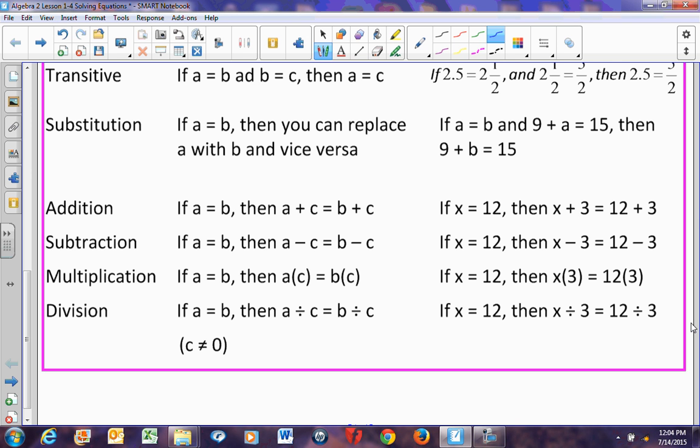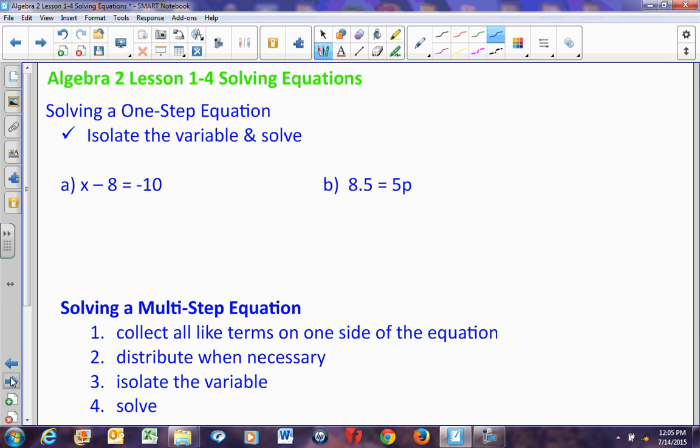And the division property says if A equals B, then A divided by C equals B divided by C, provided C does not equal 0, because division by 0 is undefined. So if X equals 12, then X divided by 3 equals 12 divided by 3. All of these are review. You may not have seen these written in this exact form before. You should be familiar with them. Do you have to memorize them? No, because you probably already know them better than you think you do.